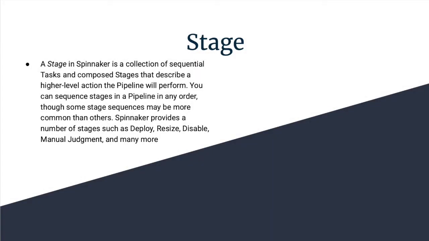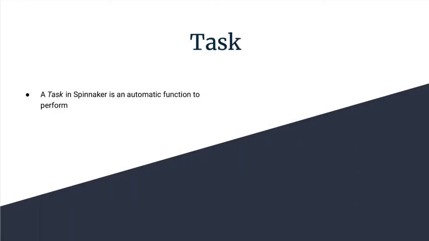A stage in Spinnaker is a collection of sequential tasks and composed stages that describe a higher level action the pipeline will perform. You can sequence stages in a pipeline in any order, though some stage sequences may be more common than others. Spinnaker provides a number of stages such as deploy, resize, disable, manual judgment, and many more. A task in Spinnaker is an automated function to perform.